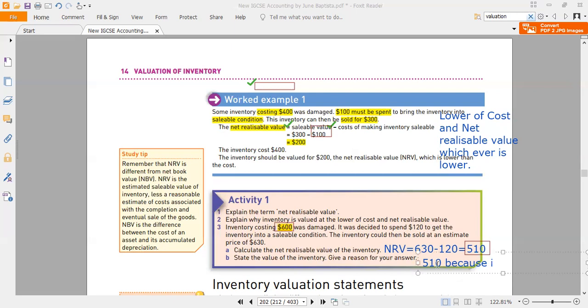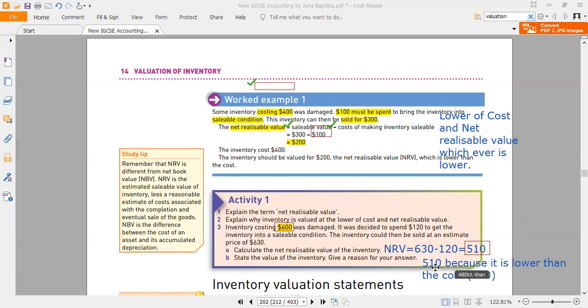Now can you tell me? Because it is lower than the cost. Lower than the cost, within brackets 600. Is it clear?